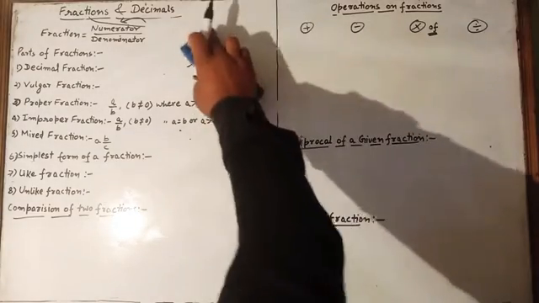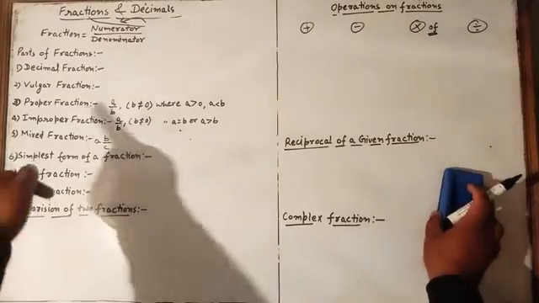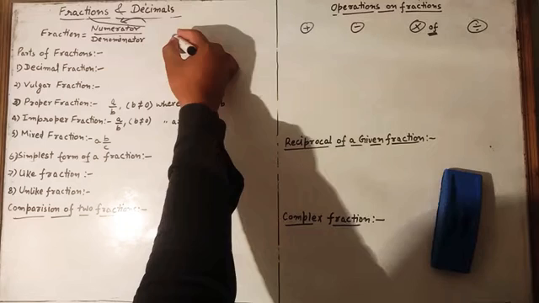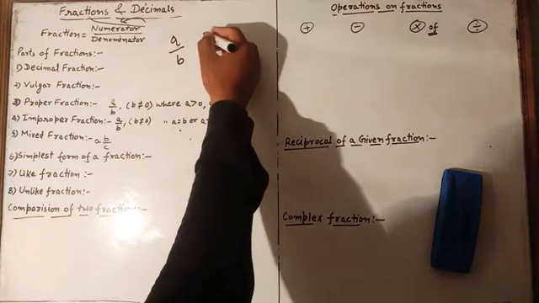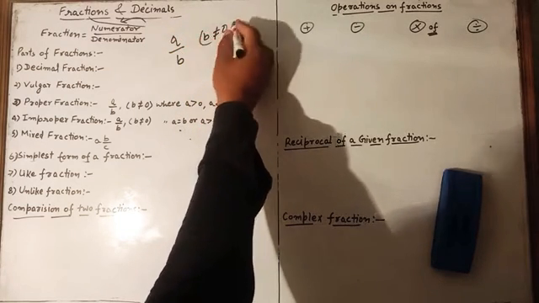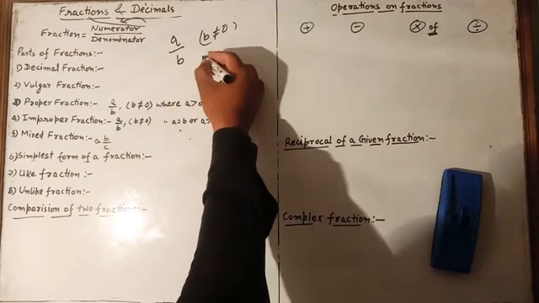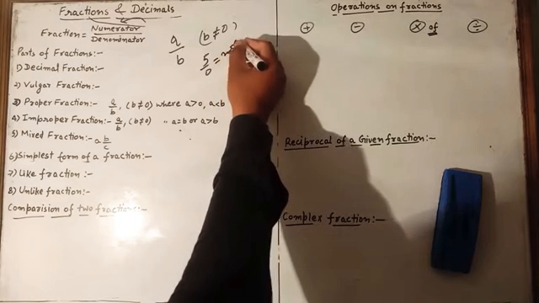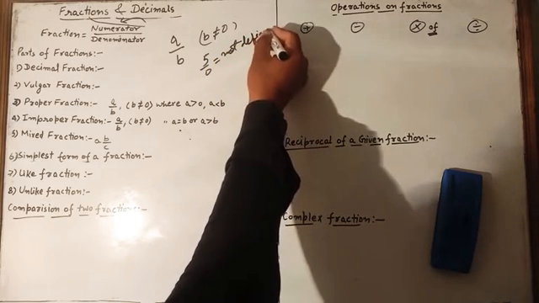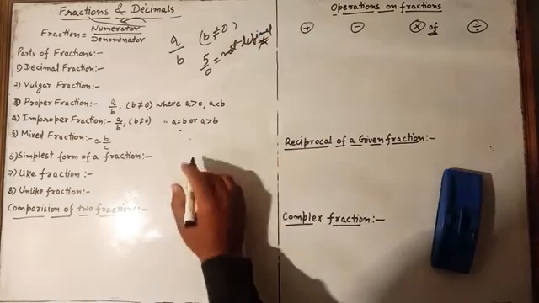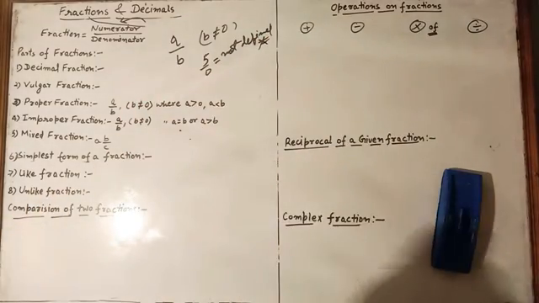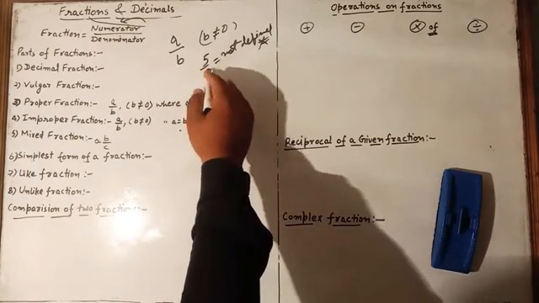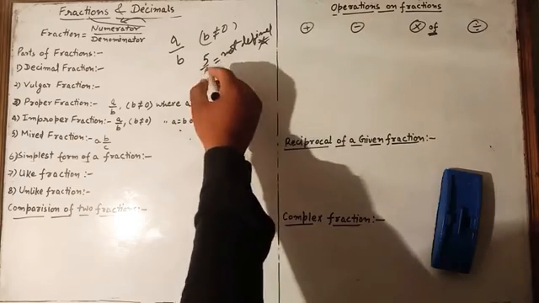Now parts of fraction. First of all we will read about the decimal fraction. As we know, we can write a fraction in the form of a upon b, where b is not equal to 0. Why is it so? If b is 0, suppose I have written 5 upon 0, this value is not defined, so we can't write it. So b should be some natural number, not x or whole number excluding 0.